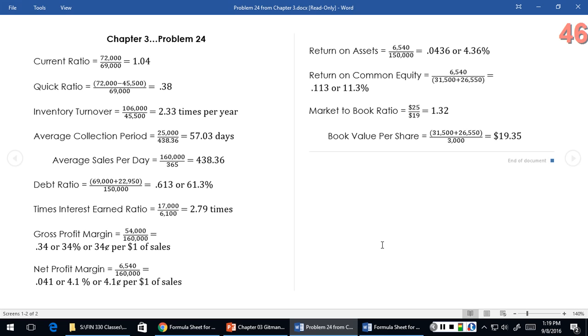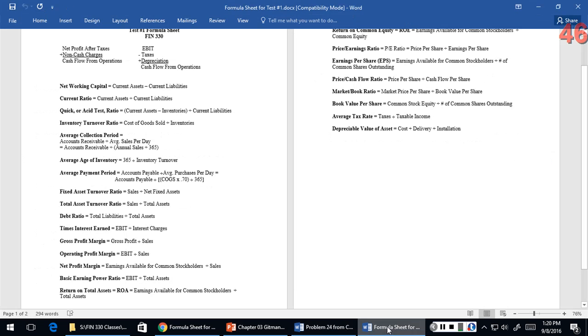And so that's going to be the 106,000 divided by the 45,500. It means you go through your inventory 2.33 times per year. Again, good or bad, we don't know. You can compare it to 2014 and to the industry average. But typically, the more you turn your inventory over, the better off you are. The average collection period. This is also, and I might have had another name. Let me pull this up here.